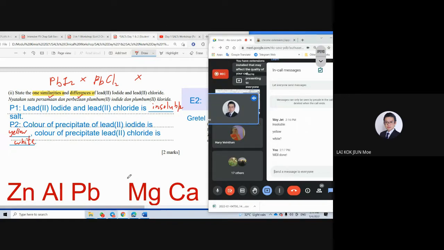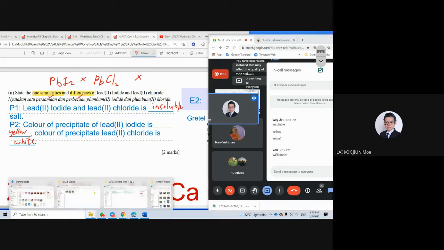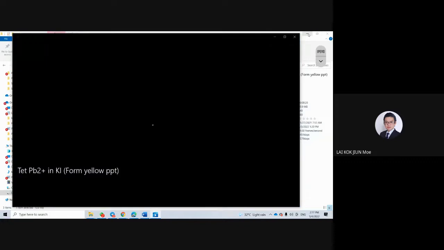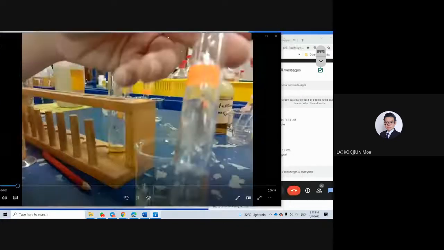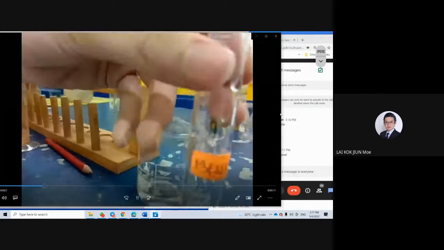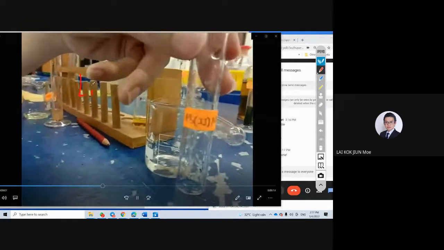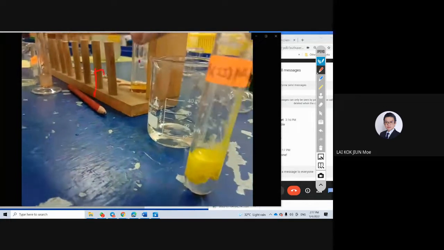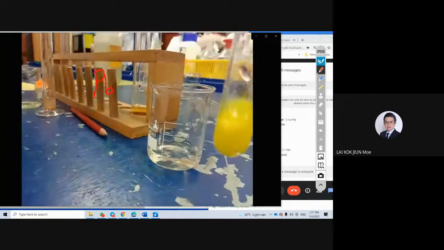So this one I have to be careful. PbI and PbCl. PbI is always the yellow color one. If you want to see PbI, I can show you. This is the PbI. It will show yellow color. Then I'm going to add the potassium iodide. 1, 2. Okay, observation: yellow precipitate forms.